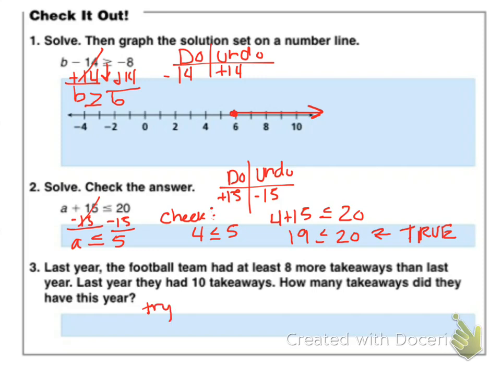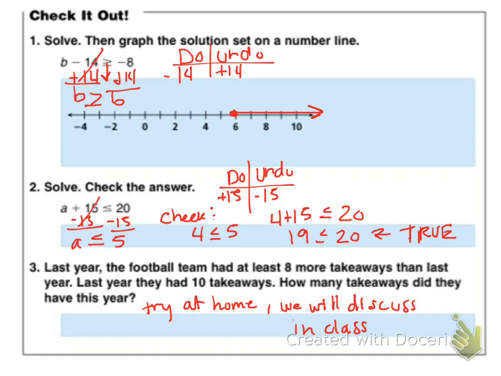Now, for this number 3, it says the football team had at least 8 more takeaways than last year, and last year they had 10 takeaways. How many takeaways did they have this year? I want you guys to try this, think about it, don't just give up on it really quick, and it's something that we will talk about in class. So I want you to try this at home. Don't leave it blank, make an attempt, see what you think, read it once or twice because the wording is a little bit confusing, and we'll discuss it in class together.